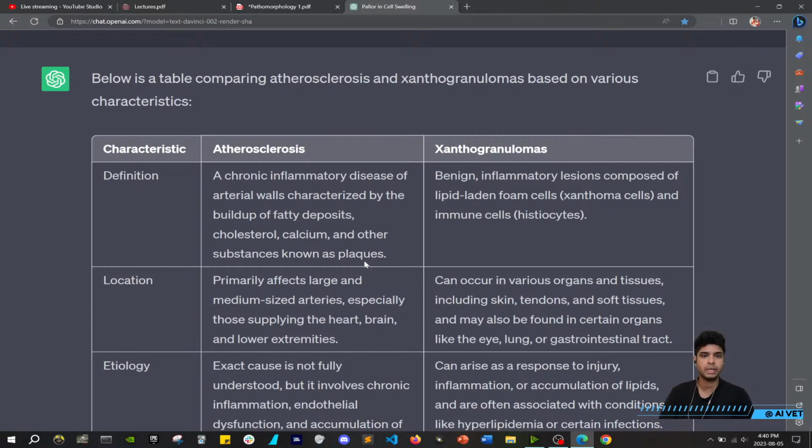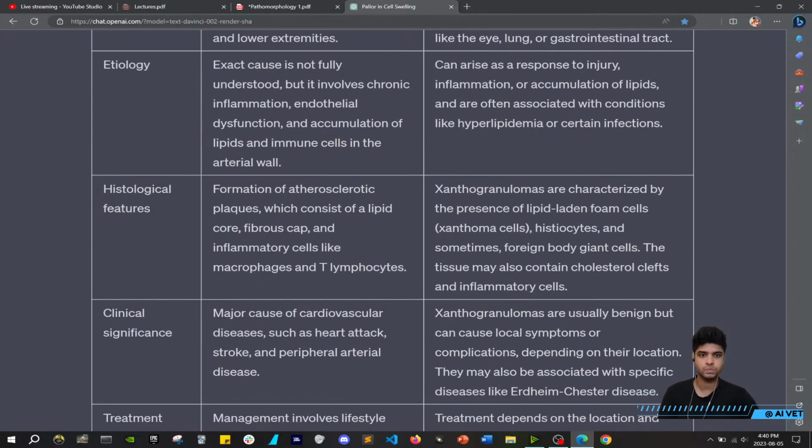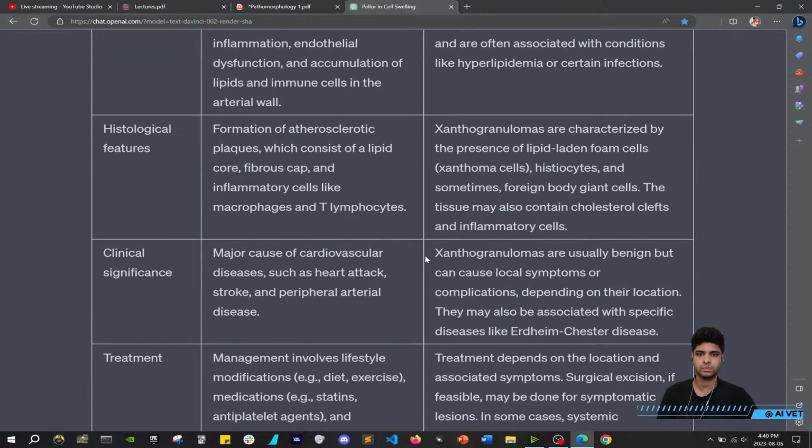Xanthogranuloma. So it's something like a cancer. Okay, benign inflammatory lesions, composed of lipid-laden foam cells, xanthoma cells, and immune cells. Can occur in various organs: skin, tendons, soft tissues, gastrointestinal tract, eye, lung. Lipid-laden foam cells, macrophages.